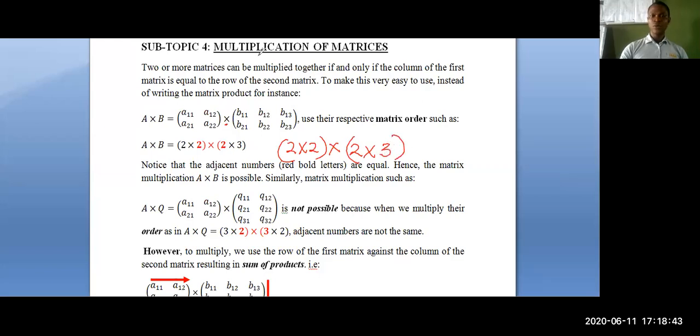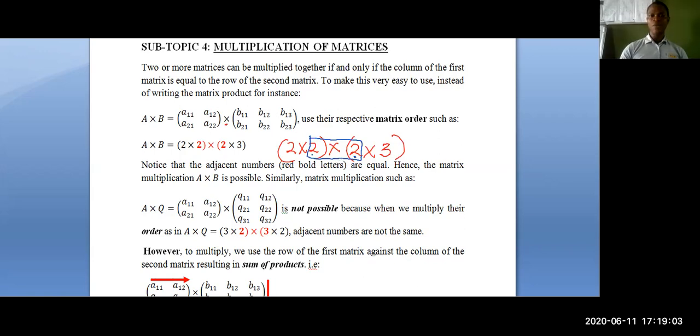Now, when you examine the adjacent numbers of this multiplication of orders, the adjacent numbers are equal, because this is 2 close to this 2. That was by adjacent number. So because the adjacent numbers are equal, then of course it is compatible. That means it is possible to carry out this multiplication.